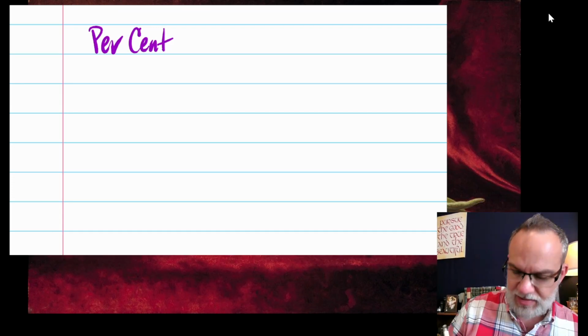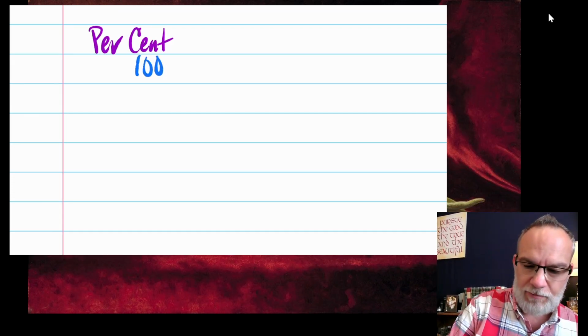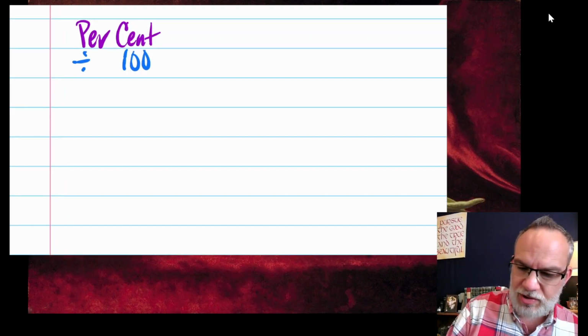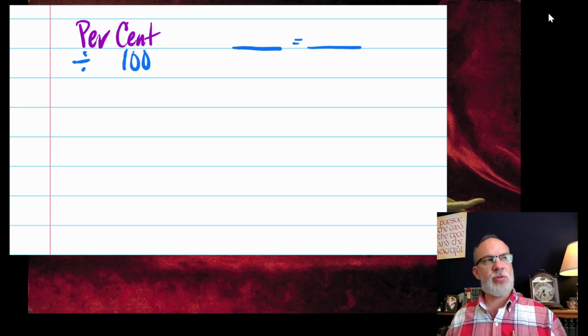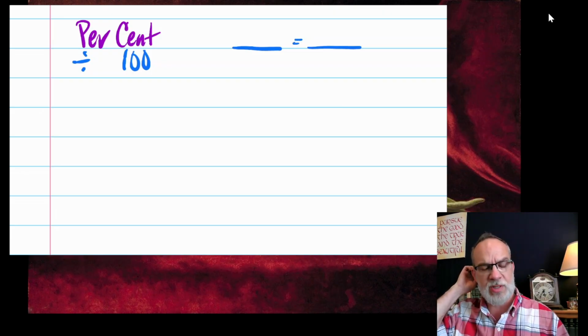Percent. Cent means 100. Per means divided by. So here's my question. I'm going to do a proportion now. Maybe you should watch my video on proportions. Proportions are two fractions or ratios that are equal to each other, and the cross products are also equal to each other. We solve them by setting the cross products equal.